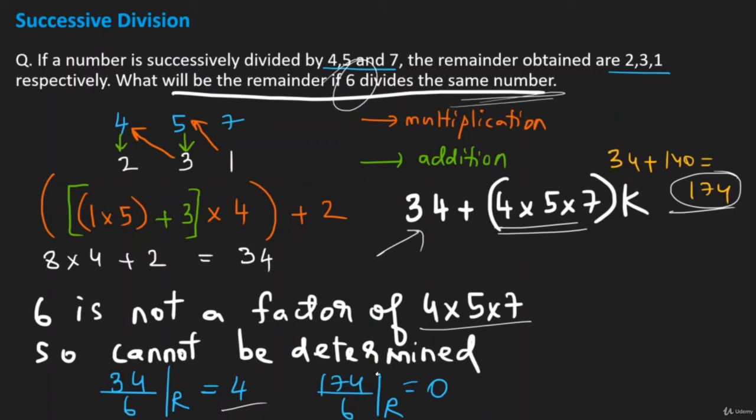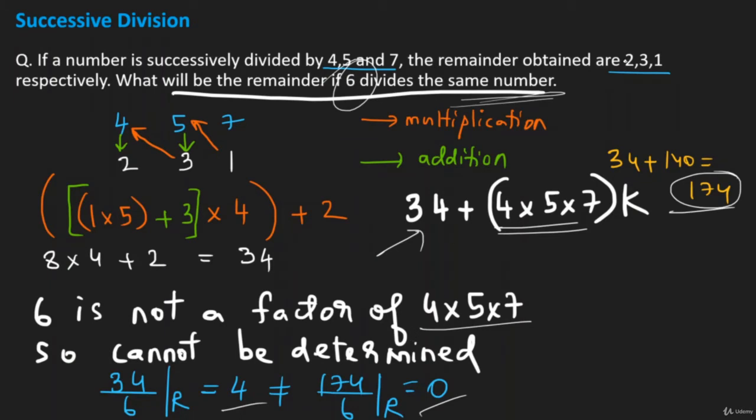174 is divisible by 2 and 174 is divisible by 3, right? Because the digit sum over here is 7 plus 4 is 11 plus 1 is 12, and 12 is divisible by 3. Therefore 174 is also divisible by 3, and hence 174 divided by 6 gives you a remainder of 0. You can see that these two remainders are not the same. Therefore the answer is it cannot be determined.